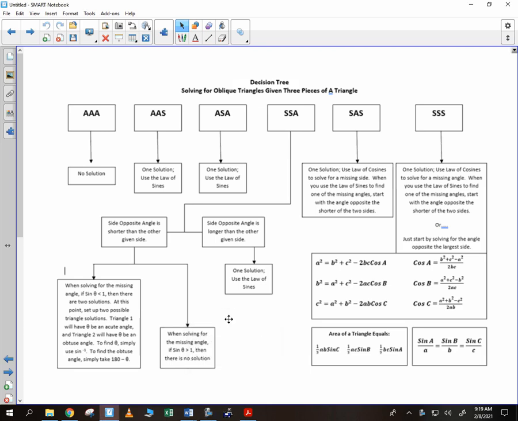We are solving triangles using the law of sines. So I'm recording right now. They can't hear you, don't worry about it. They'll just hear my voice. But we have this beast right here. This is what I call the decision tree for solving triangles.